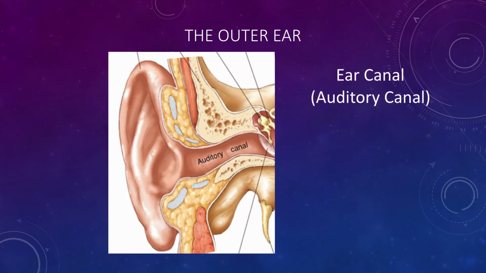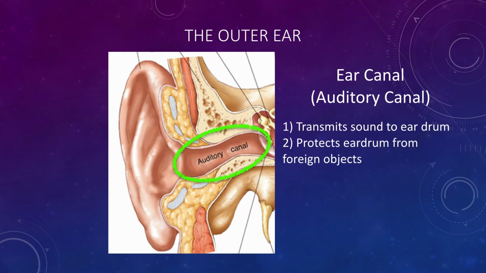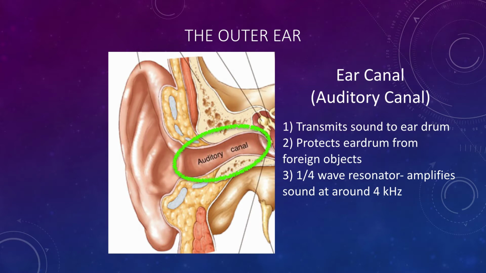The auditory canal is essentially a tube closed at one end. Sound travels through the ear canal to the eardrum. It contains wax and hair that protect the eardrum from foreign objects, and it is a quarter wave resonator that boosts frequencies around 4,000 Hz. This has major ramifications that we'll discuss later.